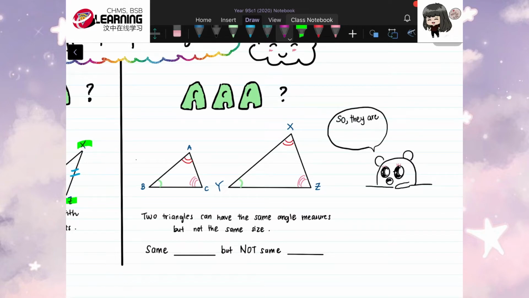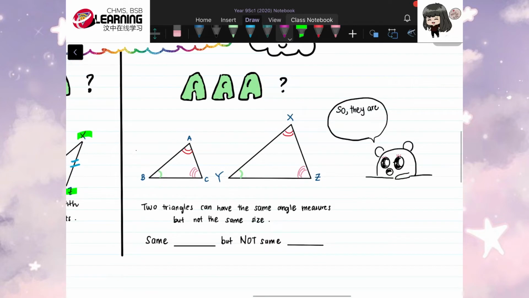But you look at the size. Are they the same? No, right? So they are not congruent at all. So two triangles can have the same angle measures but not the same size. So we can say that these two triangles for angle, angle, angle can have the same shape. Exactly the same shape, but not the same size.